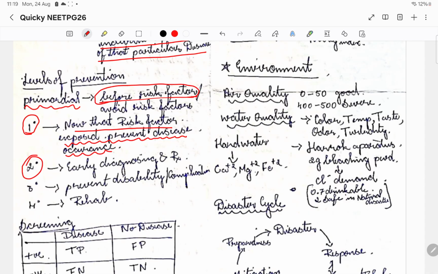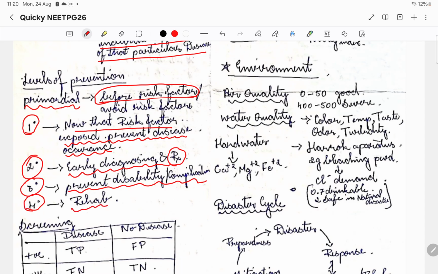Then the secondary level is early diagnosis. Now the person has already developed the disease. Now what we'll do is early diagnosis and treatment of the disease so that the complication wouldn't happen. Then tertiary is where disability and complication are developing. Then quaternary prevention is rehabilitation.